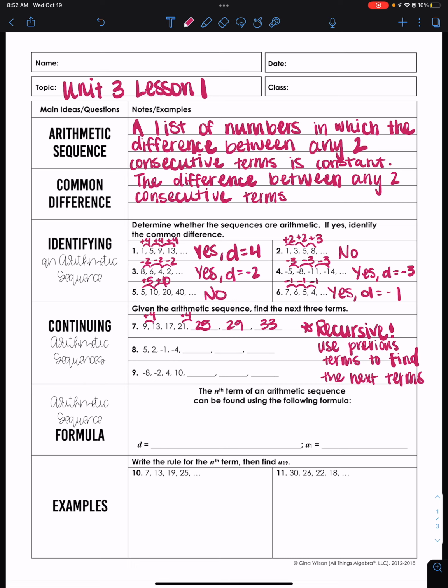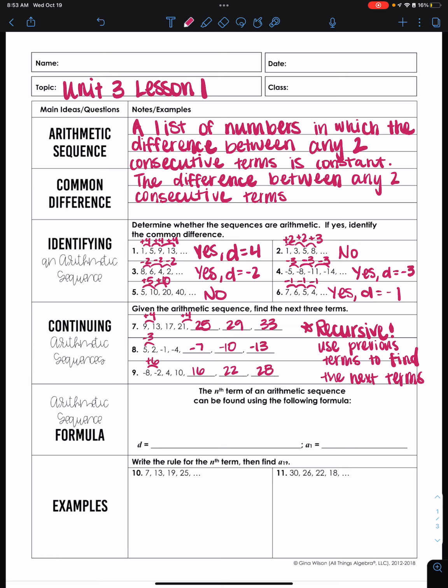All right, go ahead and pause the video and do 8 and 9 on your own. All right, so number 8, we're subtracting 3. Negative 7, negative 10, negative 13. And then number 9, we're adding 6. So we'll have 16, 22, 28.